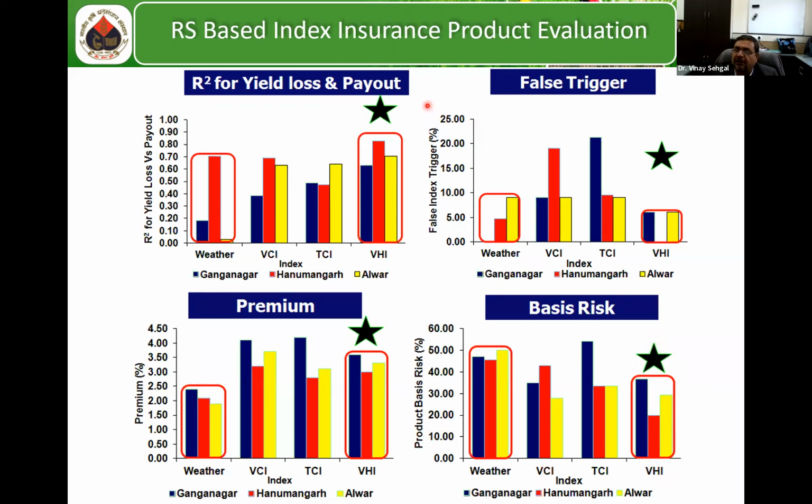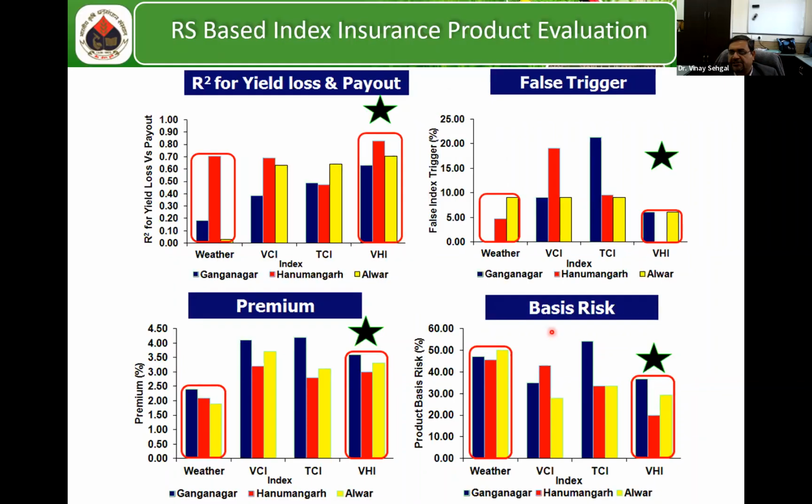I'm not showing the whole term sheets, how we developed this, but this is what we proposed to the PMFBY. I'm part of the technical team to provide inputs to the PMFBY. But still, they are not changing from yield insurance to a remote sensing index based approach.